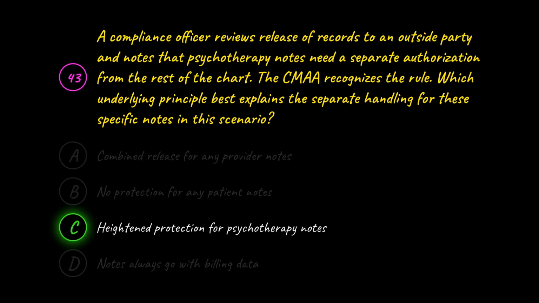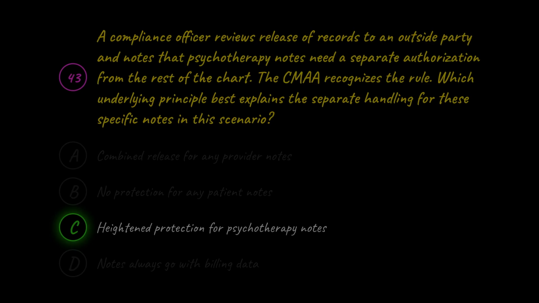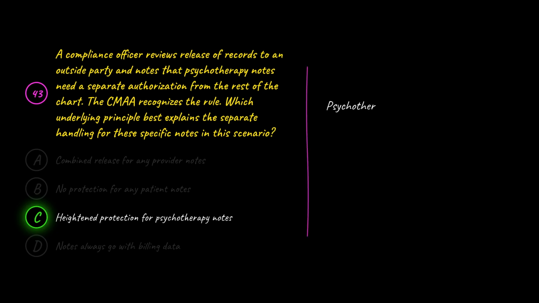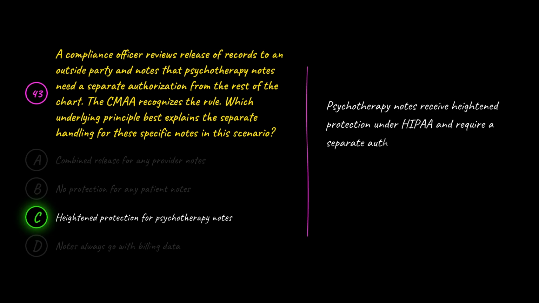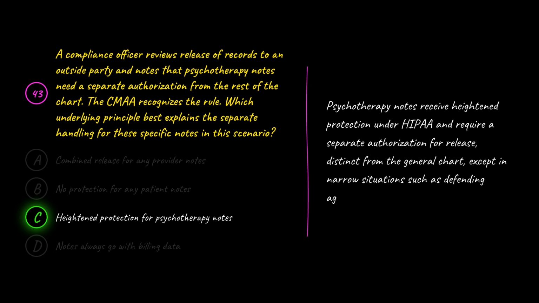The correct answer is C. Heightened protection for psychotherapy notes. C is correct because psychotherapy notes receive heightened protection under HIPAA and require a separate authorization for release, distinct from the general chart, except in narrow situations such as defending against legal action by the patient.